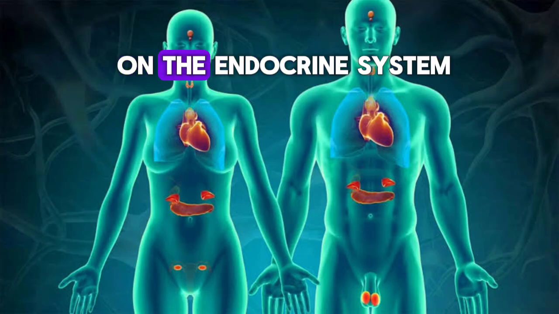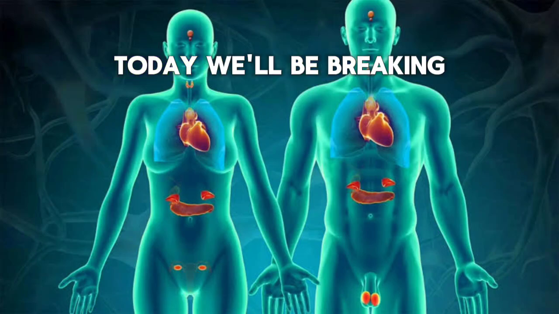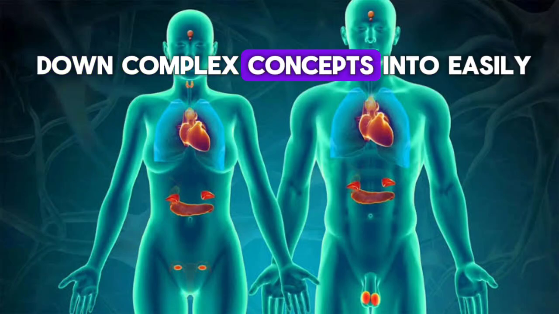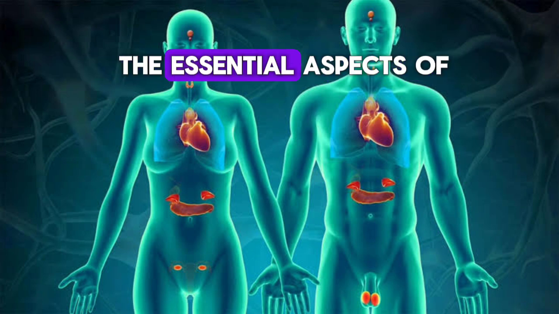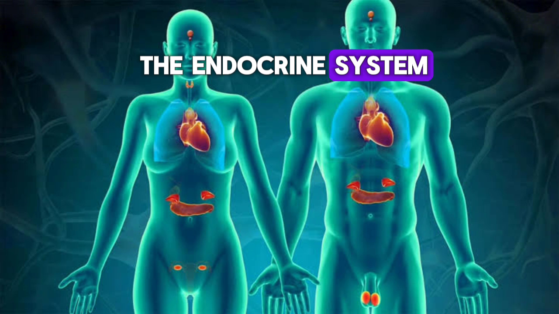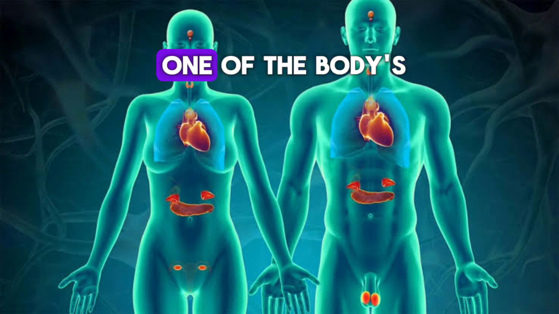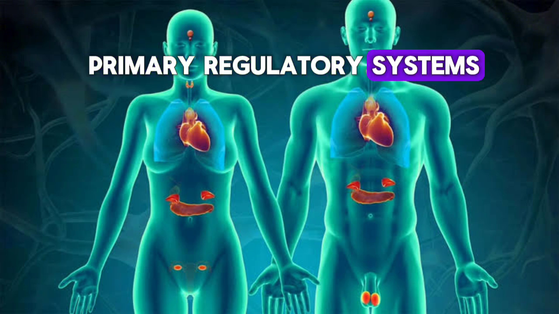Welcome to this class on the endocrine system. Today, we'll be breaking down complex concepts into easily understandable components to help you grasp the essential aspects of the endocrine system. The endocrine system is one of the body's primary regulatory systems.